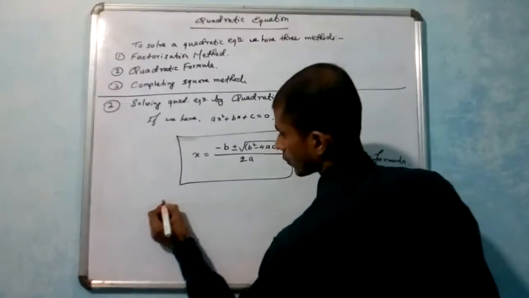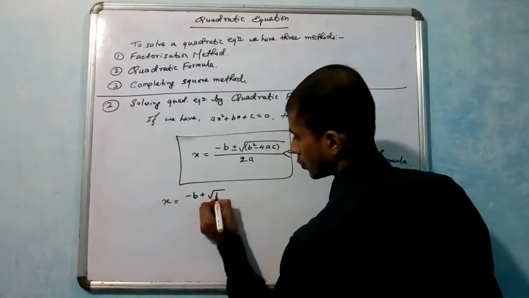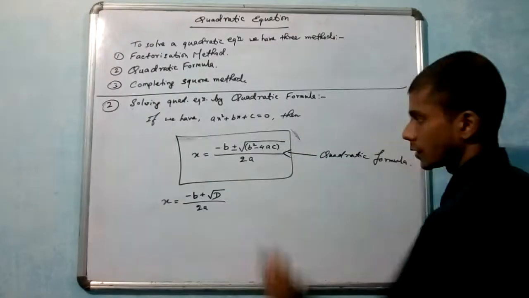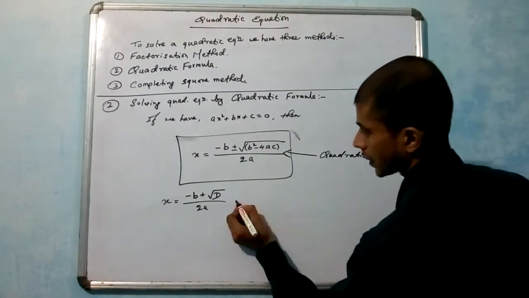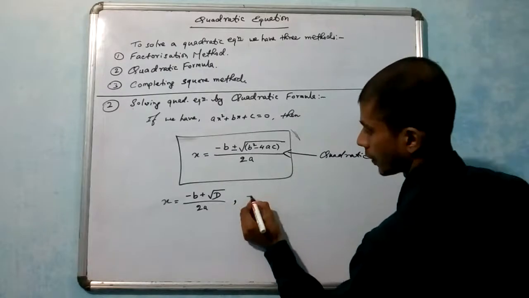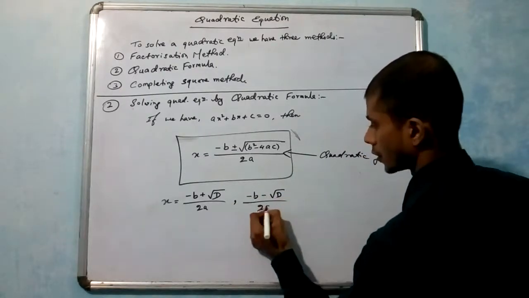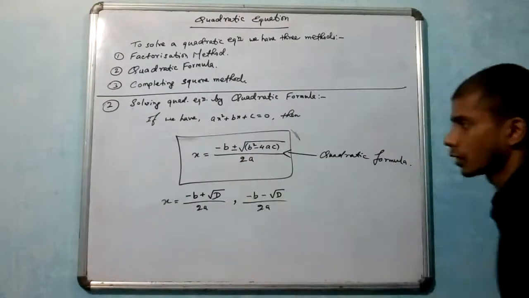So here we will get what? x is equal to minus b plus root D by 2a. What is D? Discriminant, same thing, b square minus 4ac. Instead of this I wrote this, and the second value we will get what? Minus b minus root D by 2a. Isn't it? Plus and minus as in the formula. Clear?